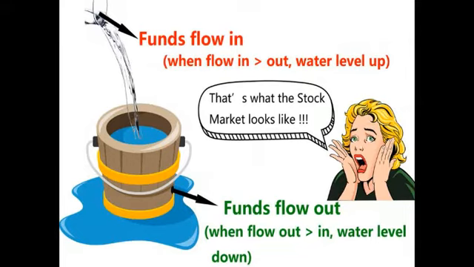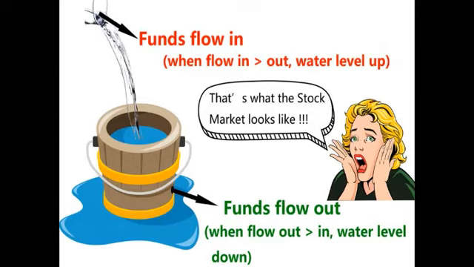When you see the water flow in, the water level in this bucket will go up, right? And if the bucket is broken, the water will also flow out, right? But if the water flows in faster than it flows out, the water level can still go up. But if the water flows in slower than it flows out, the bucket's water level will go down, right?